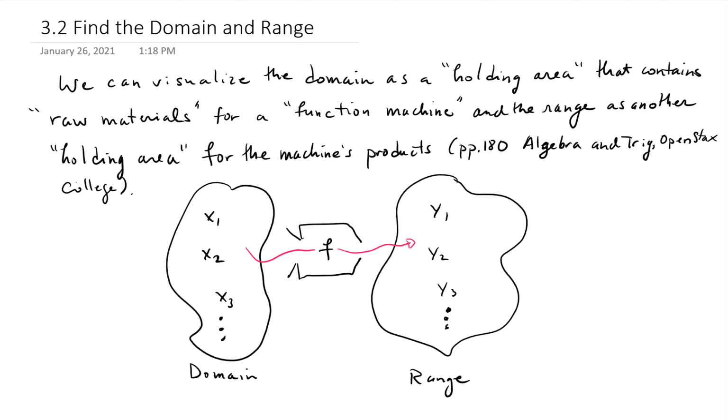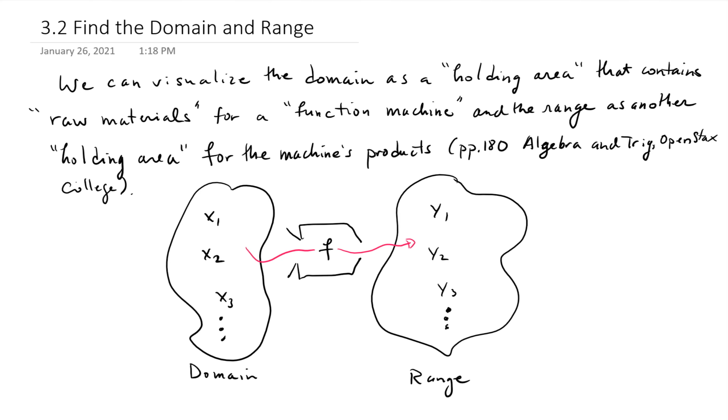One good way of thinking about the domain and the range is really well explained in the book. I just copied it down. They say on page 180 that we can visualize the domain as a holding area that contains raw materials for a function machine. So we have to think of a function as something that's creating something out of raw material. So we're feeding the raw material into the machine. The machine that I've called F for function is right in the center, and you can see the little red arrow showing how the raw material enters the function machine.